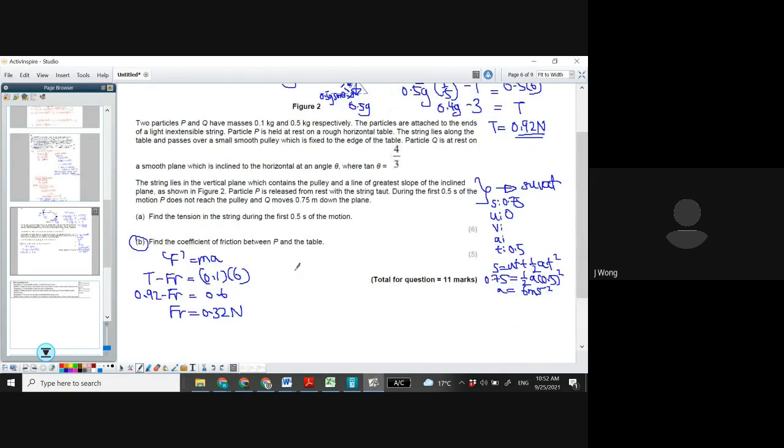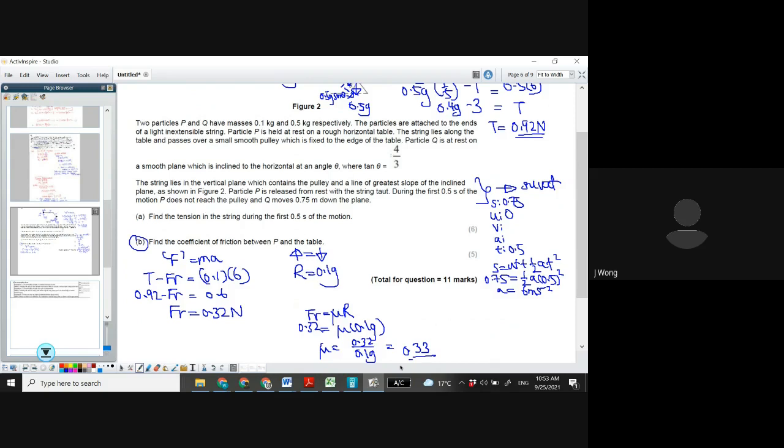So therefore, R, if you resolve it up and down, you get 0.1 g. So the friction, because it's already accelerating, has to be the maximum. So you could say it is mu R, so mu times 0.1 g equals 0.32. So mu will be 0.32 divided by 0.1 g. That will be 0.32 divided by 0.1 times 9.8, which gives you 0.33 if you round it to 2 significant figures.